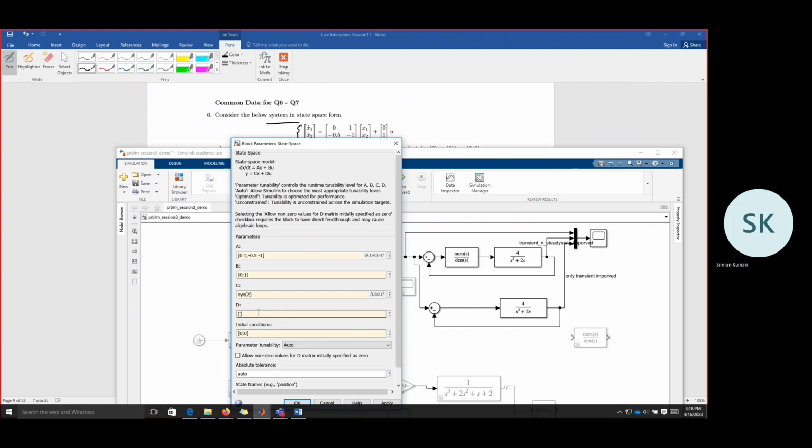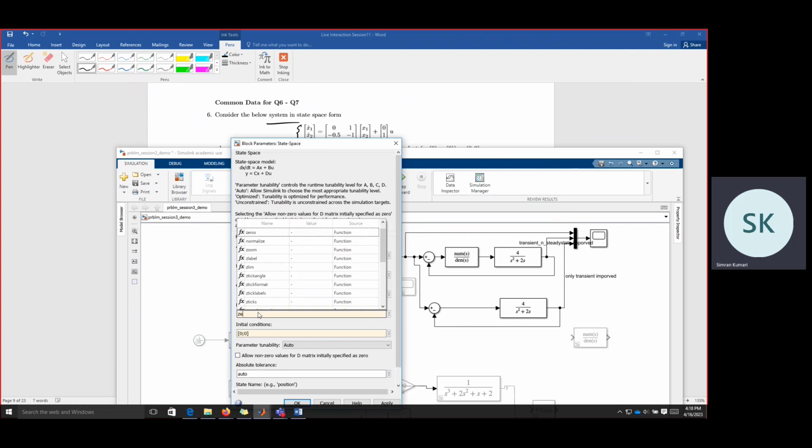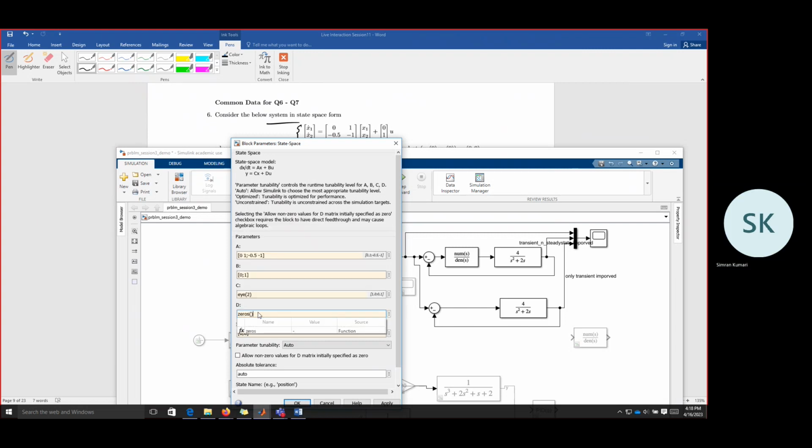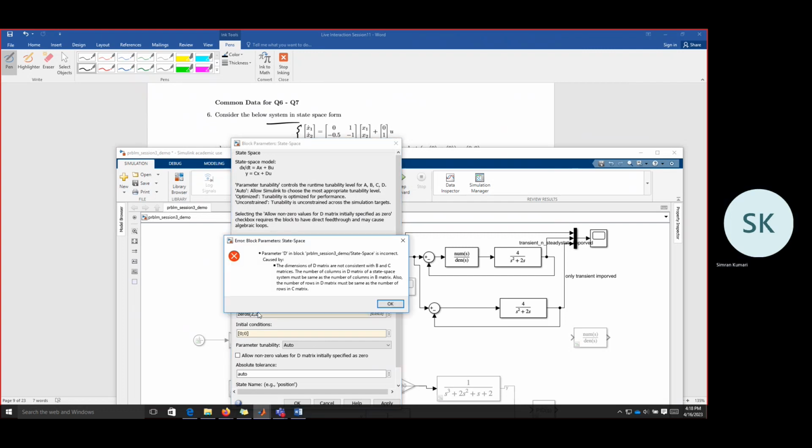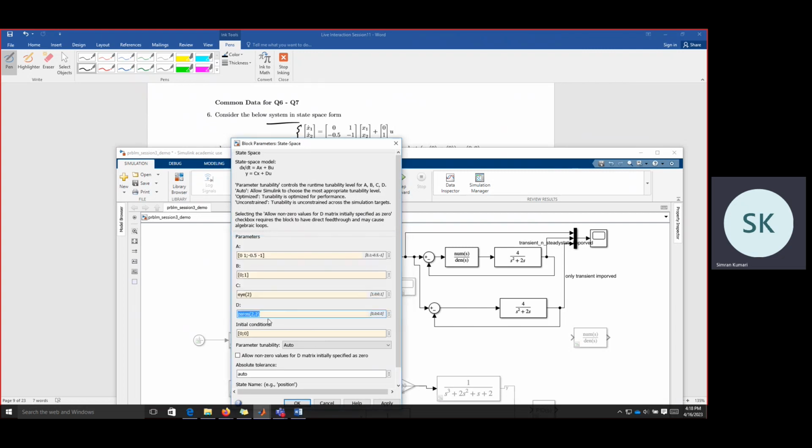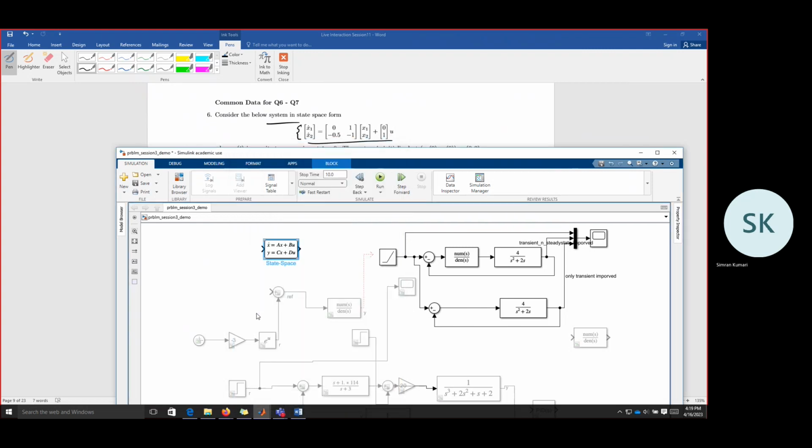This is zeros, 2, comma 2. Why is it incorrect? What should be the zero matrix? DU. So this should be 2 cross 1. Okay. Fine.